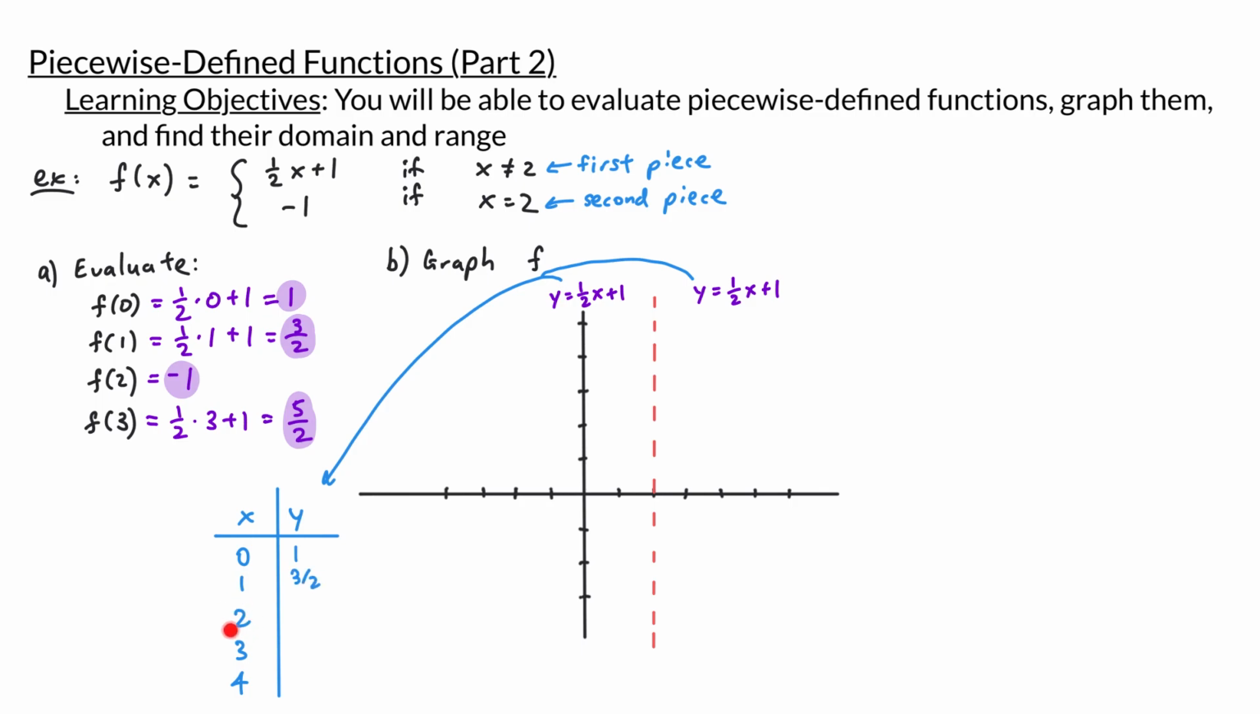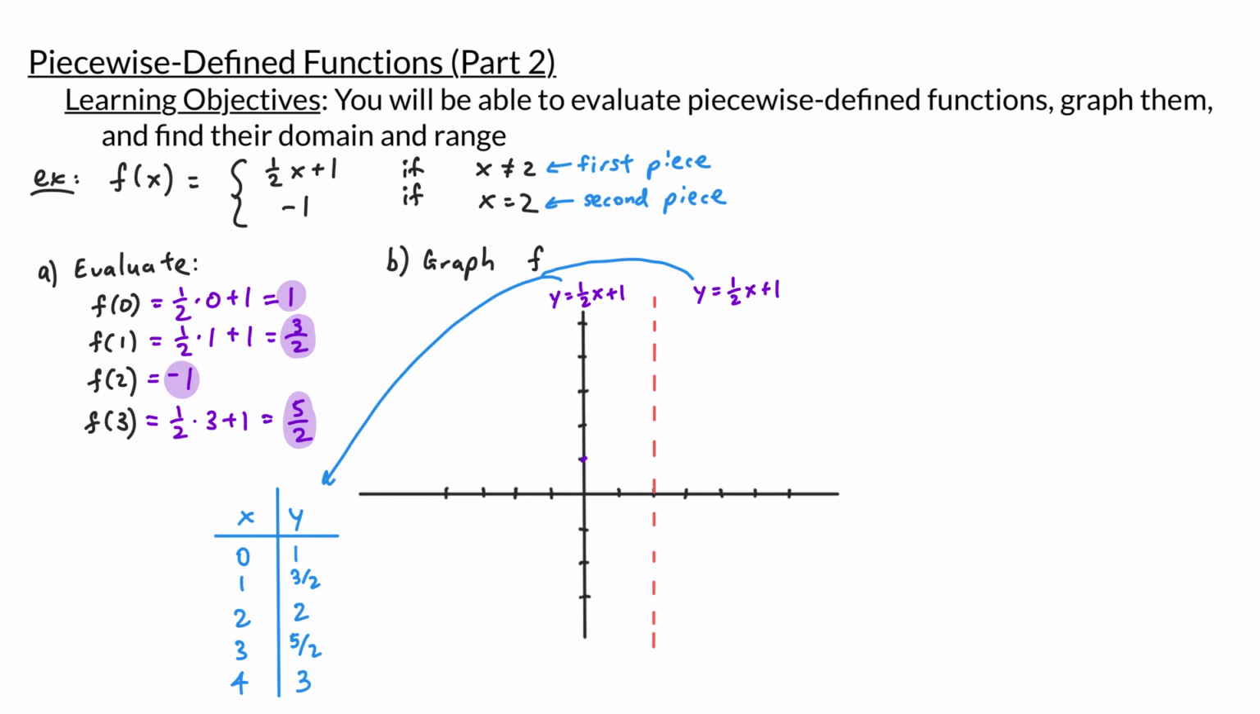Next, when x is equal to 2, we have 1/2 times 2 plus 1, which is 1 plus 1, which gives us 2. When x is 3, we've evaluated this previously. 1/2 times 3 plus 1 gives us 5/2. And then lastly, when x is equal to 4, we have 1/2 times 4 plus 1, which is 2 plus 1, or 3. Now that we've completed our table, let's plot our points.